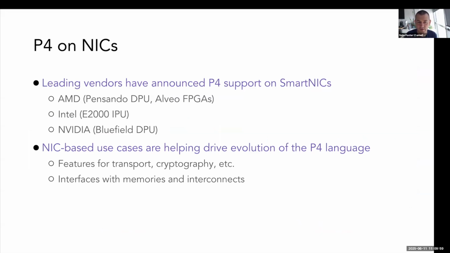And I think here one of the interesting things is that P4 really was co-designed with a switching chip in mind, but NICs have more capabilities, and so the conversation about how to use P4 on NICs is helping drive evolution of the language. So features for encoding things like transport protocols or cryptography, how you interface with the memories and interconnects that get you back to the main host. These are all things that, of course, you can model in P4 just as we call them externs, but it's, I think, more interesting and useful to actually evolve the language to allow these things to be expressed natively.